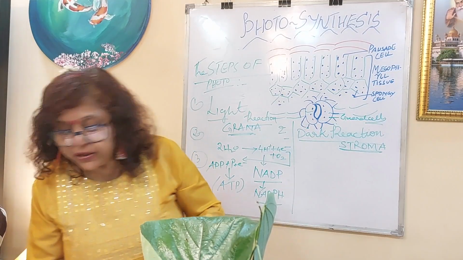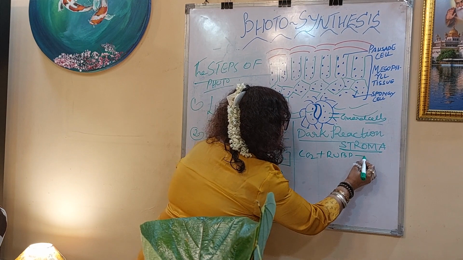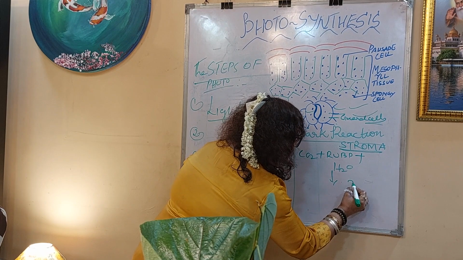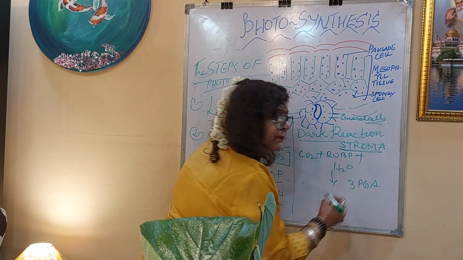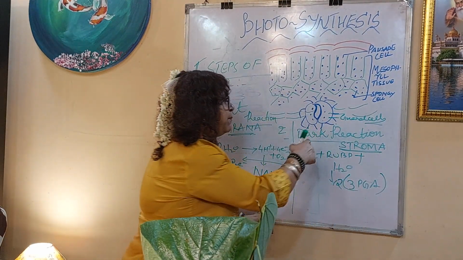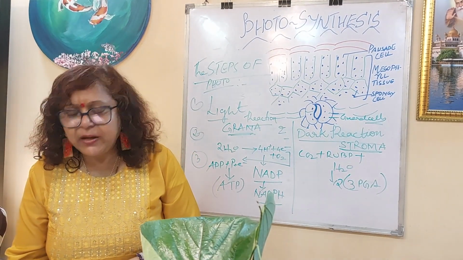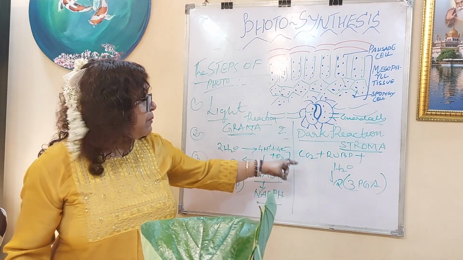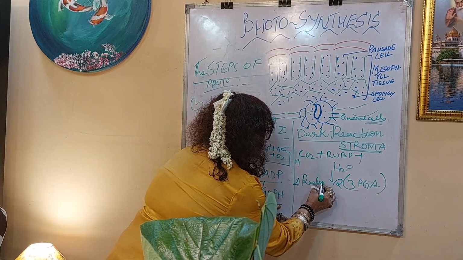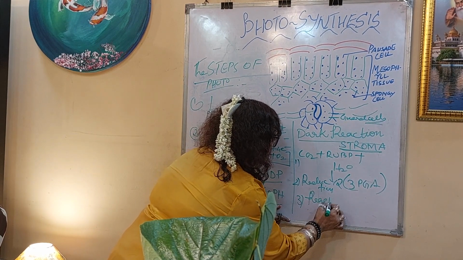If you want to write the reaction, CO2 plus RuBP plus water will give rise to 3PGA. This is the carboxylation. It takes place in the stroma. First reaction. Then after this what happens? Reduction. Carboxylation takes place here. Second step is reduction. And third step is regeneration.